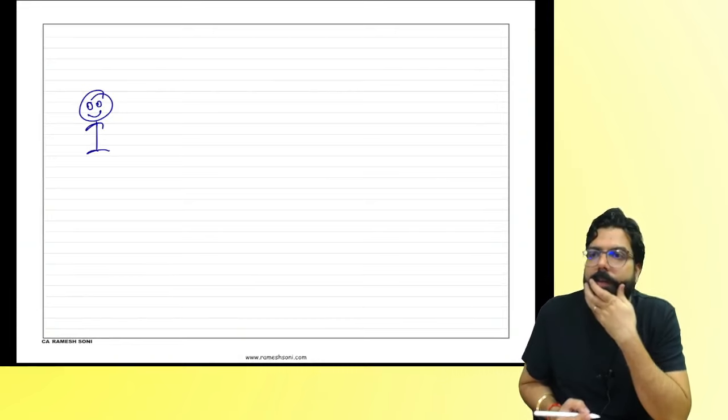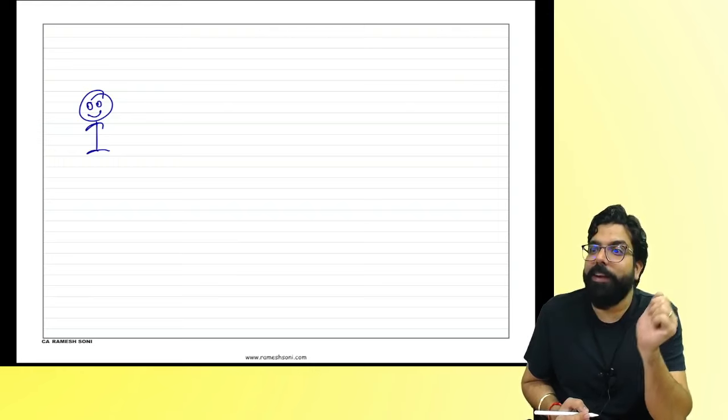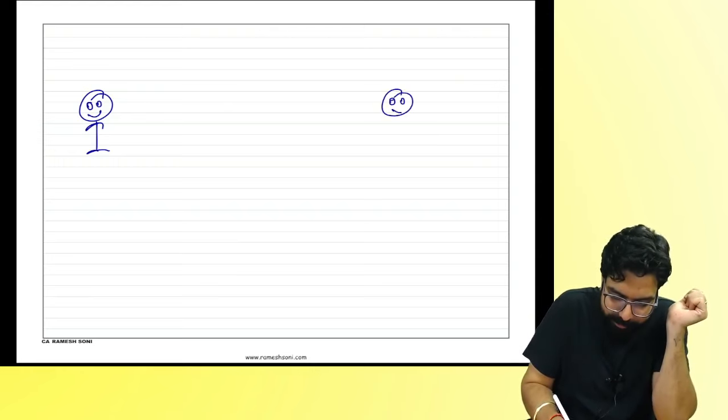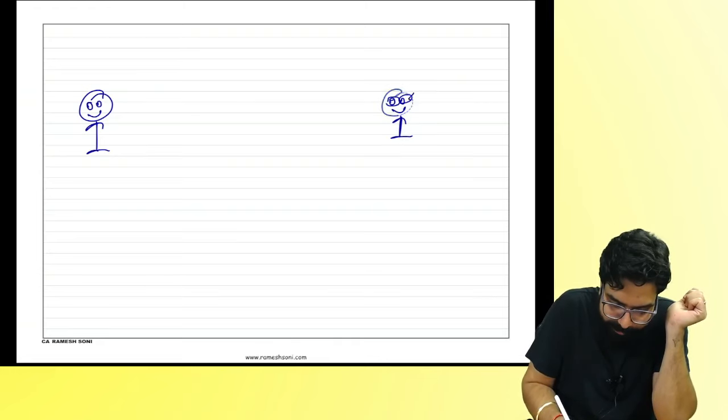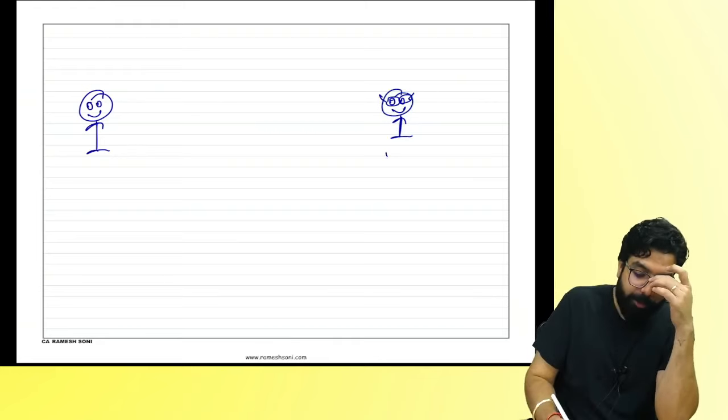Okay. Hey, baba, your name? Yes? Manoj, this is Manoj. Okay. Yes, okay. This is Manoj.